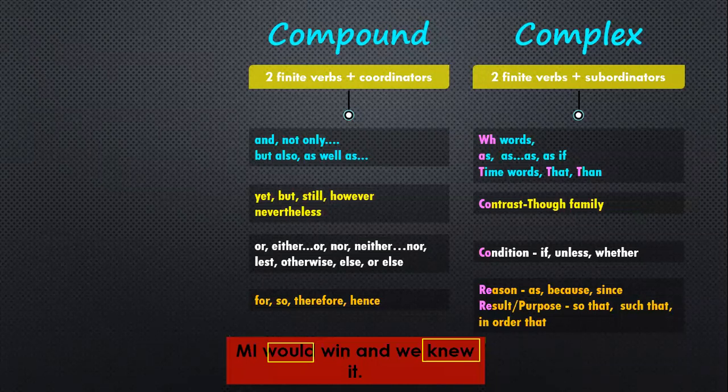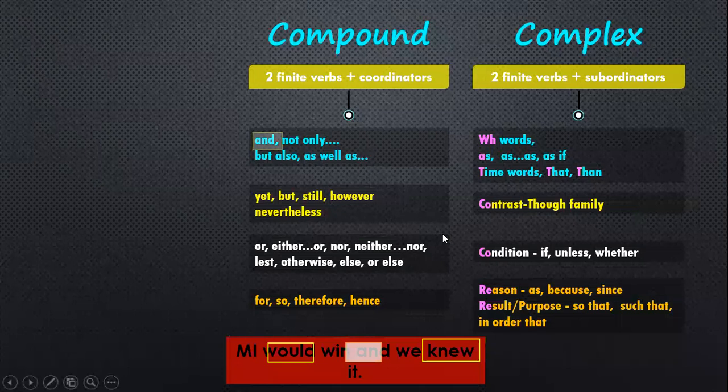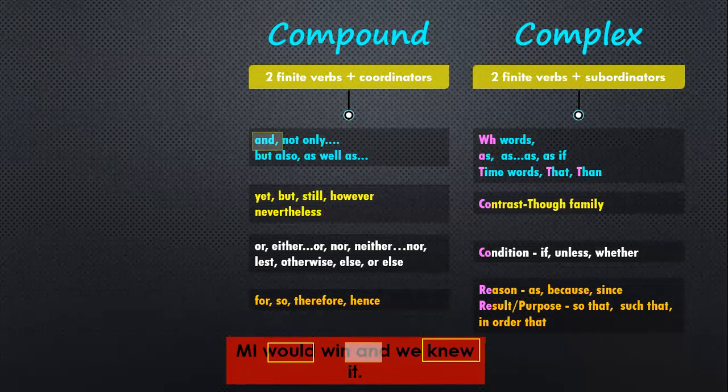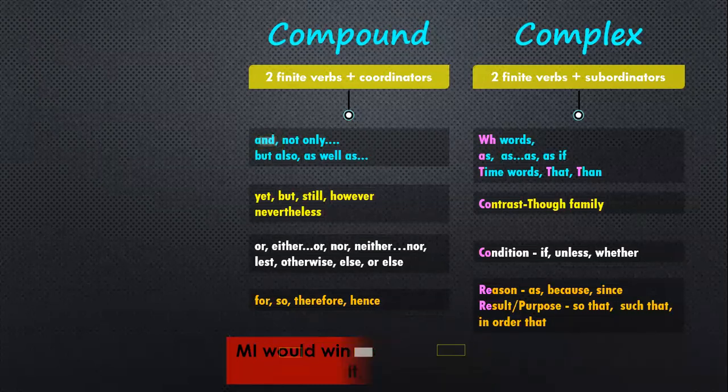But this time, these two finite verbs are connected by a coordinator. Now, which is the coordinator? Easy, it is and, right? So and is the coordinator which has connected the two finite verbs. That's why it is a compound sentence. In the previous statement, the same two finite verbs were connected by that, which was a subordinator. Hence, it was a complex sentence. Now it is changed by a coordinator, that is and, and that's why it became a compound sentence.